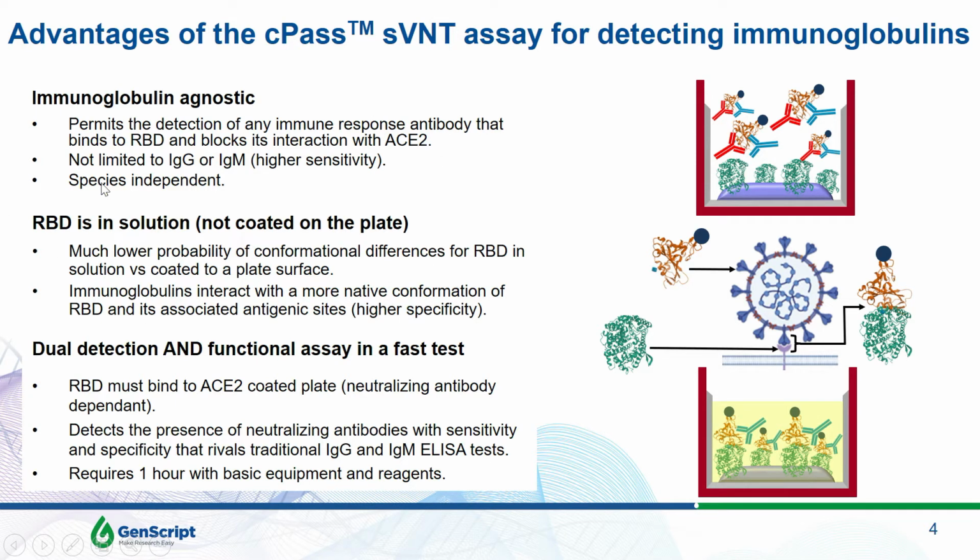The other advantage of this assay is that the RBD is in solution. So in the kit, we provide the receptor binding domain conjugated to HRP in solution, which retains a more native conformation of the receptor binding domain and forces the neutralizing and non-neutralizing antibodies to bind very specifically to the native antigenic regions of that receptor binding domain, which increases the specificity of this assay versus other serology tests where those antigens, receptor binding domain or spike glycoprotein or nucleocapsid protein, are bound to the bottom of plates and their conformations can be altered and therefore non-specifically bind other types of antibodies that are unrelated to SARS-CoV-2, generating false positives.